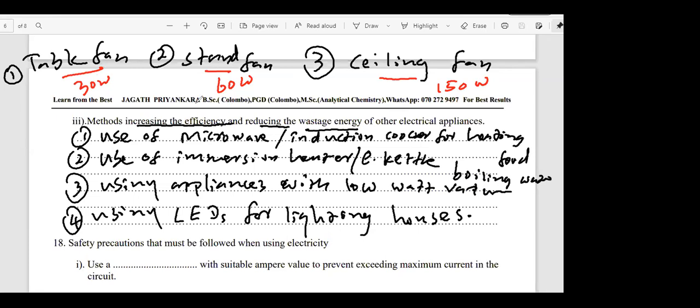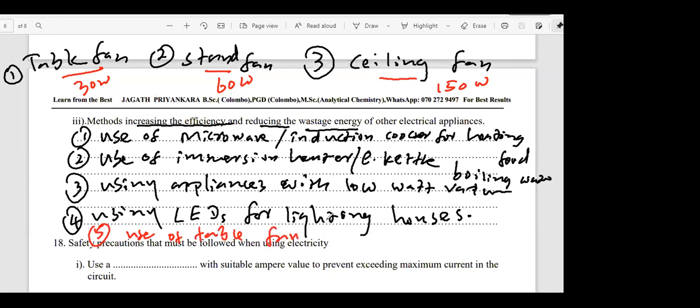Table fan to ceiling fan, the power consumption or the energy consumption is about 5 times. So you can write that also. Use of table fan instead of ceiling fan. So add one more, number 5 higher: use of table fan instead of ceiling fans.